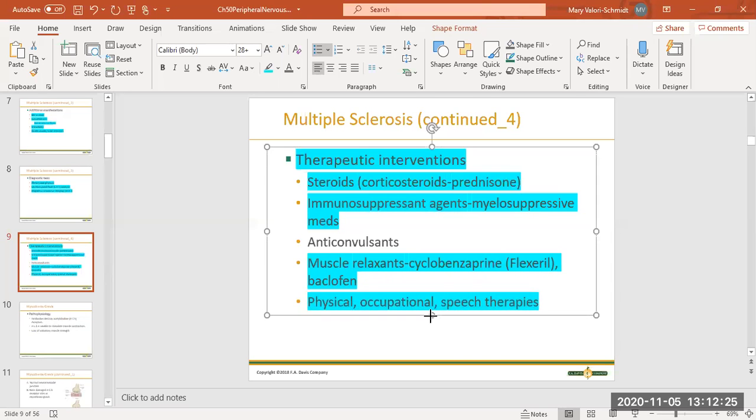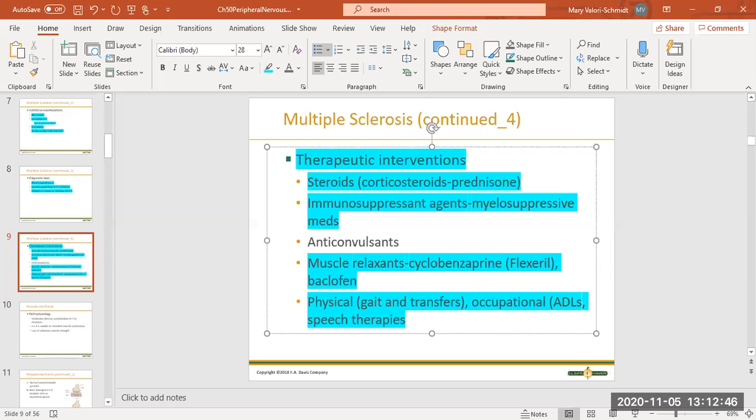And just to elaborate on this a little bit more, I just want to make sure you know. So physical therapy is all about gait, right? And transfers, okay? So when you think PT, you're thinking about getting up and down and walking. Occupational therapy is all about activities of daily living, ADLs: brushing your hair, brushing your teeth, making a meal, eating a meal, right? And then speech therapy is all about speech and language, and it's also about swallowing, right? The ability to eat and swallow, okay? So that's important for you guys to know.